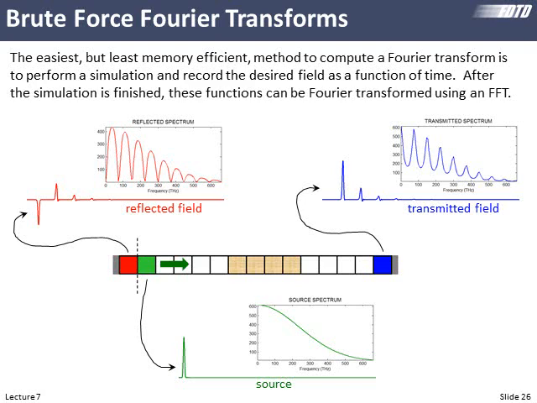One thing we could do is just record those fields as a function of time. So if we were to model a very simple device, just a slab of dielectric, we hit it with a pulse, that pulse will bounce back and forth, and on the reflected side what we'll see is a series of ringing. And on the transmitted side we also see a series of ringing. We could record these as a function of time and then use an FFT to Fourier transform them. And here's our reflected field, and here's our transmitted field as a function of frequency, and here's also if we Fourier transform our source. Now there's a few things here that we need to talk about.